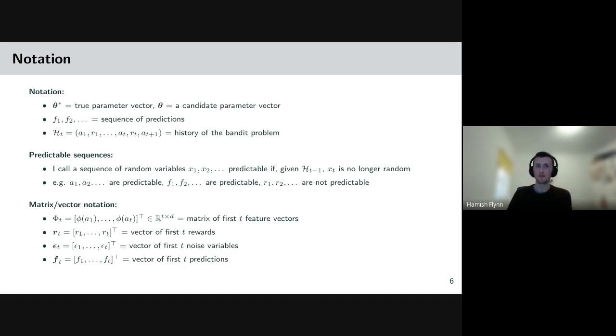I like to write things in matrix-vector notation, such as the following. Capital Phi_t is a t by d matrix whose rows are the first t feature vectors. Then bold r_t and bold epsilon_t are t-dimensional vectors containing the first t rewards and the first t noise variables. And finally, bold f_t is the vector that contains the first t predictions.